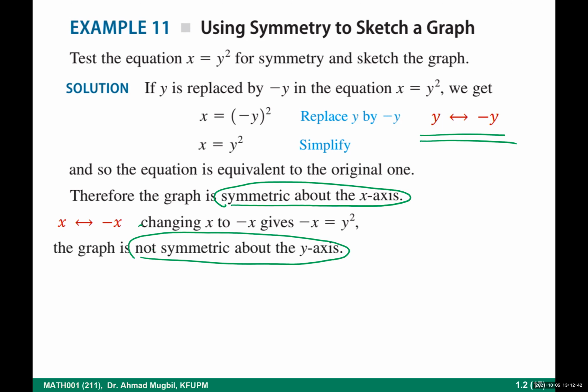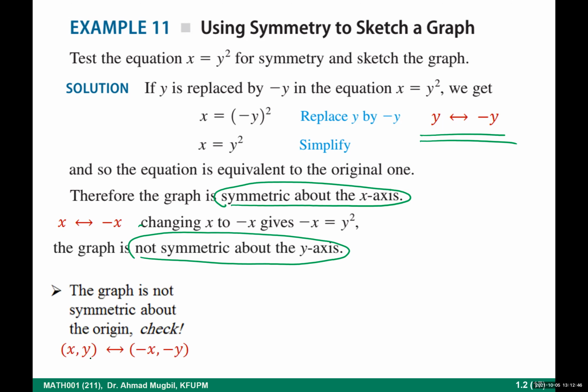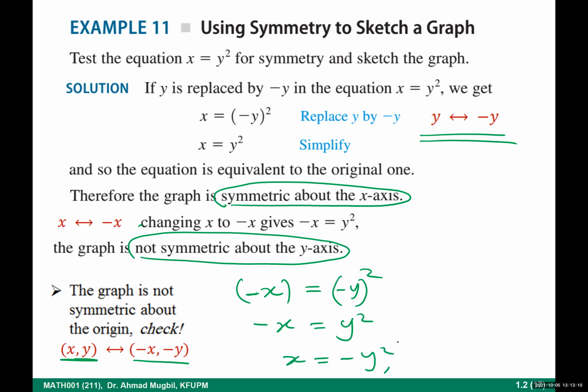But we can check that. Let's check that. What we will do? We will replace x and y both at the same time by -x and -y. This is the original equation: x equals y squared. Replace x by -x and y by -y. What you will get? -x equals y squared. If you multiply both sides by -1, it is not equivalent. So it is not equivalent to the original one. So as expected, it is not.